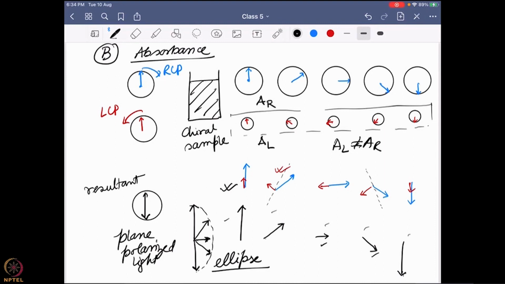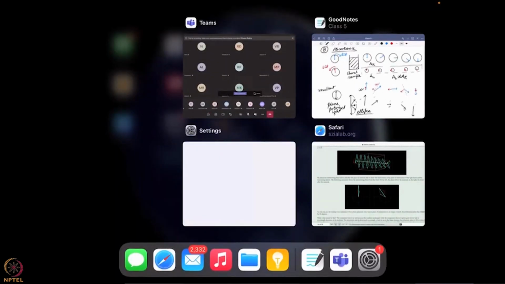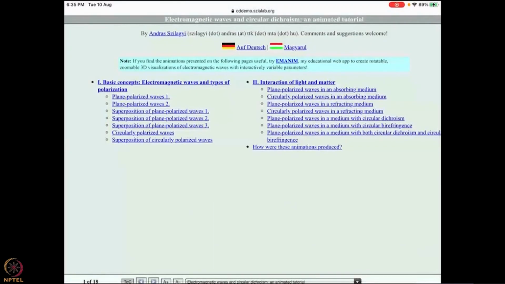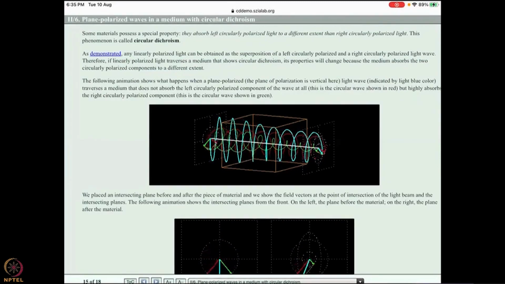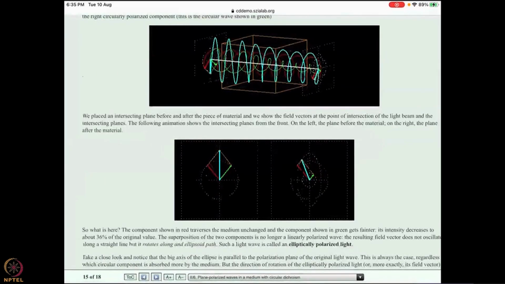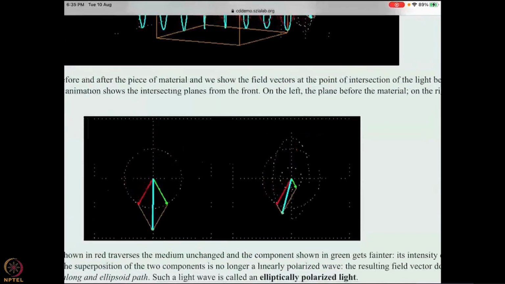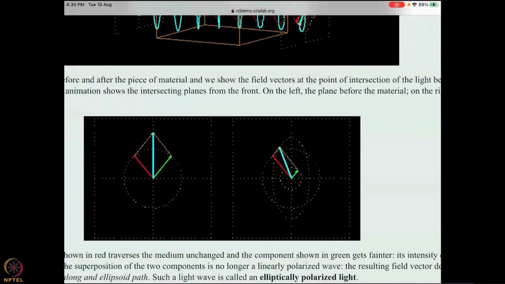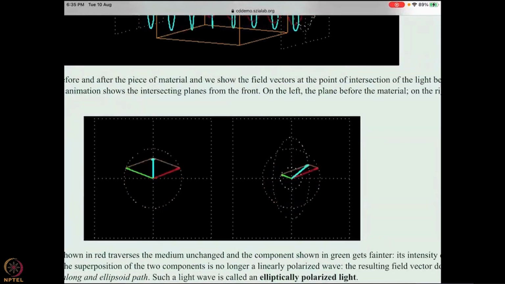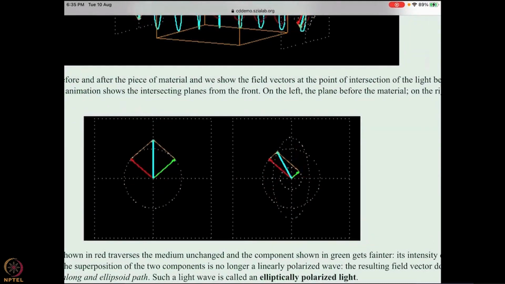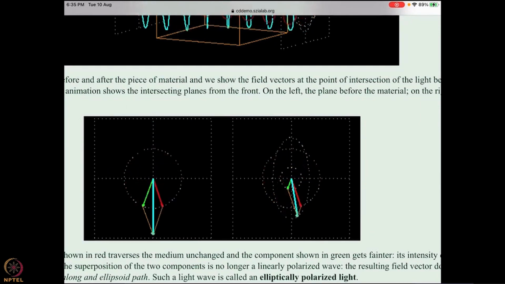So again, I'm showing you the video of it, so take a look into it, and later on you can find out how it actually happens. Especially look at the bottom one over here. The left hand side figure shows the situation before it hits the sample. You can see the green and the blue ones have the same amplitude. So the resultant, the blue one, is plane polarized light.